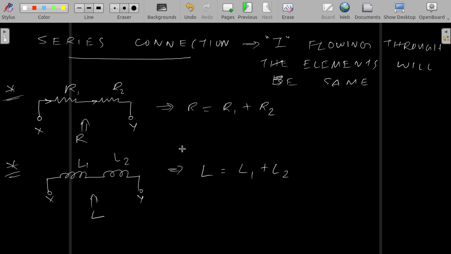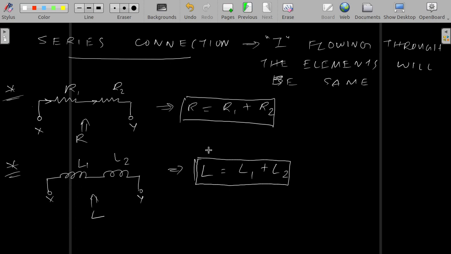Actually, we can derive these relations, R equal to R1 plus R2 and L equal to L1 plus L2, using Ohm's law and the relationship between voltage and current, but we are not going through that. I am just assuming that you will understand this, and I am just taking that for granted.